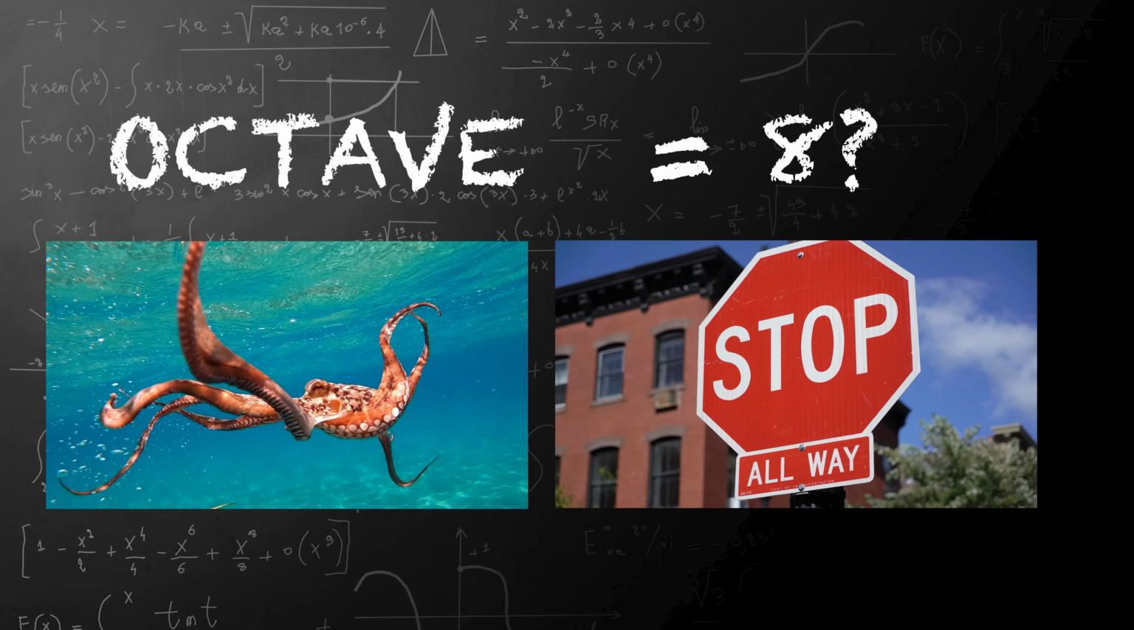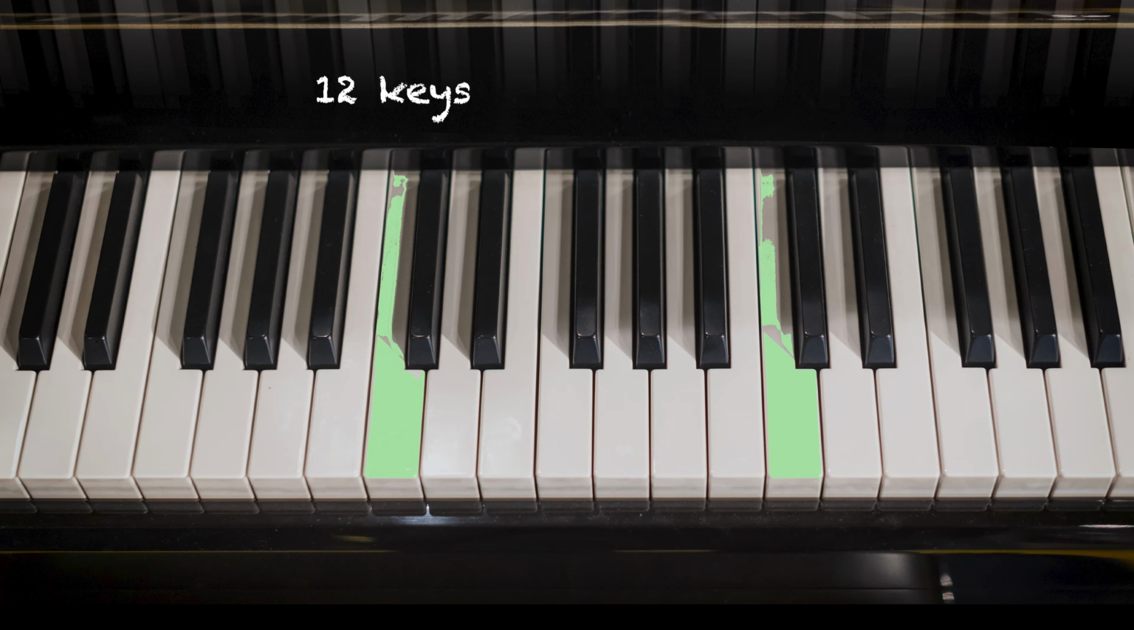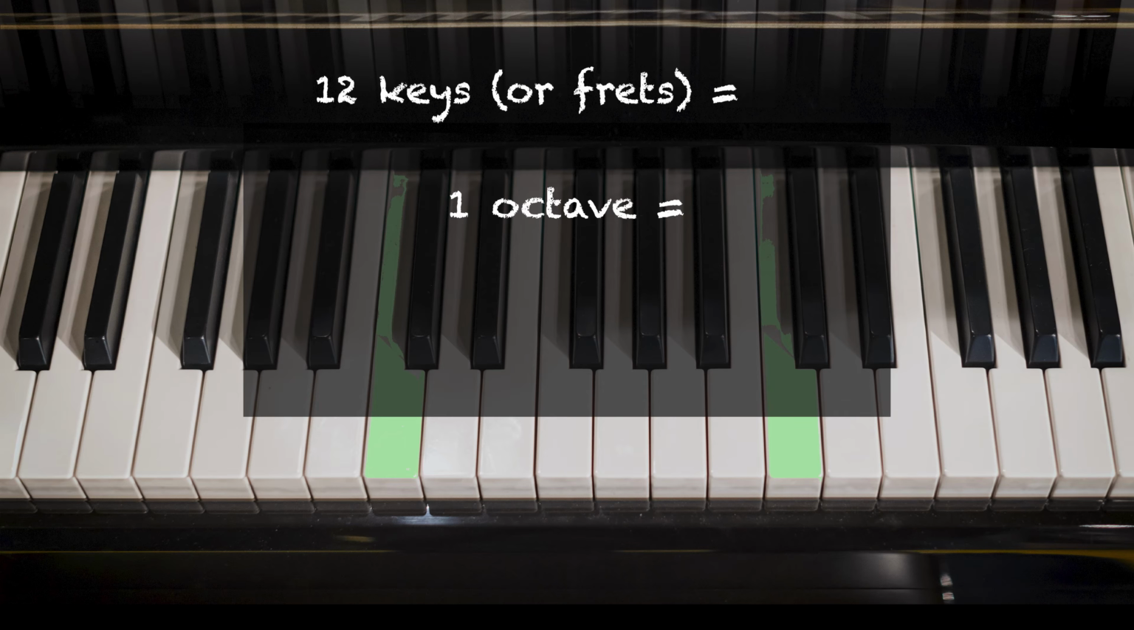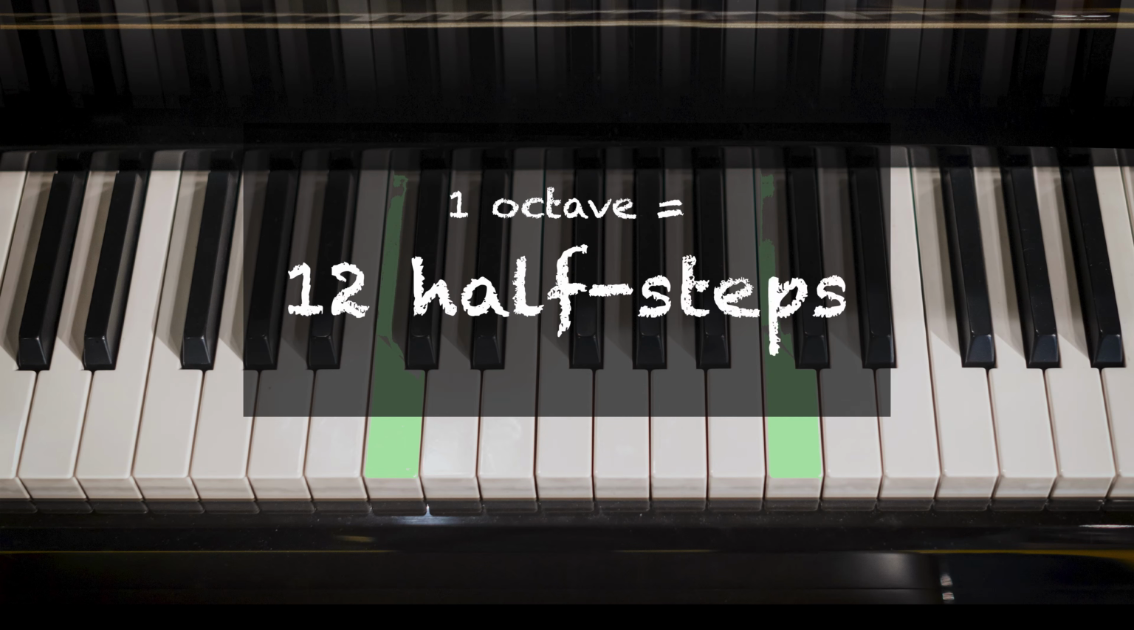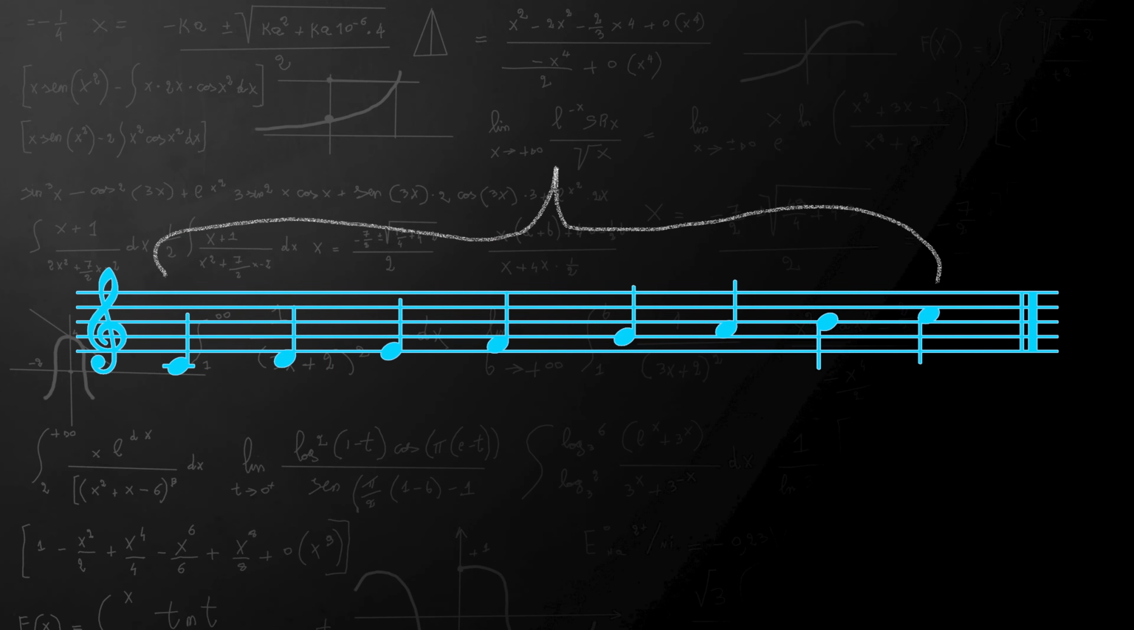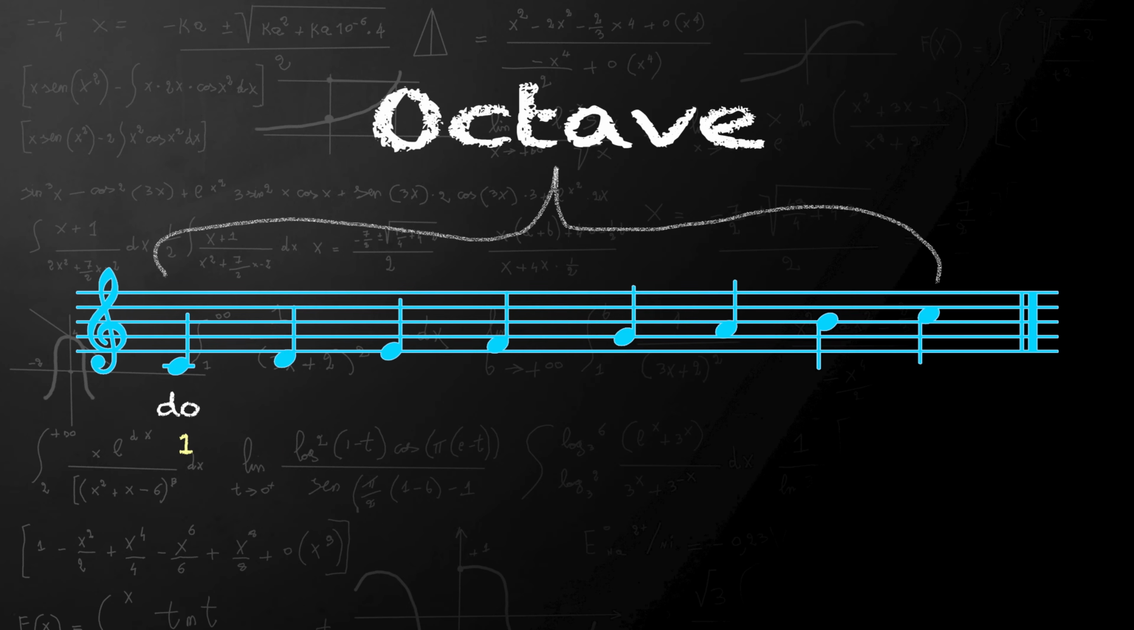Why do we say octave when octa means 8? There are 12 keys or 12 frets contained within an octave, so we can say that there are 12 half steps. But the number 8 is coming from the idea that we count up the steps of a scale, and those are the notes that are represented by the white keys.